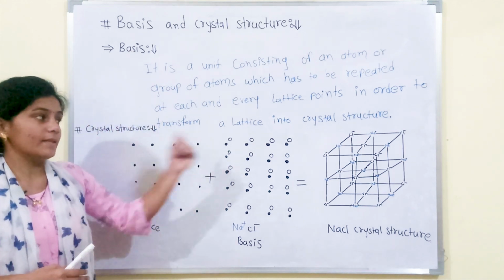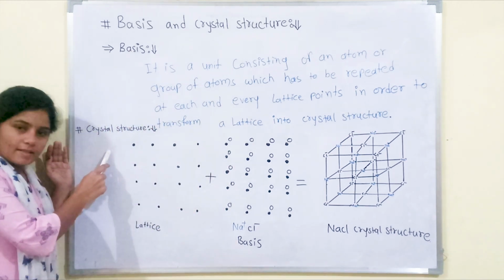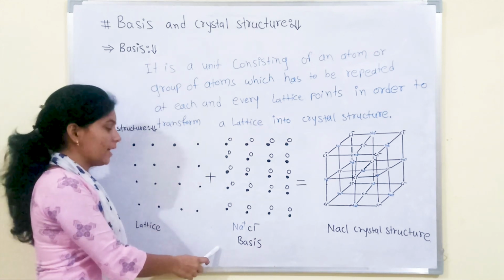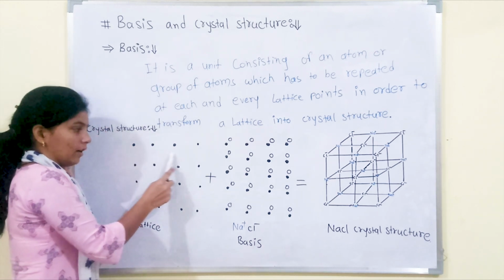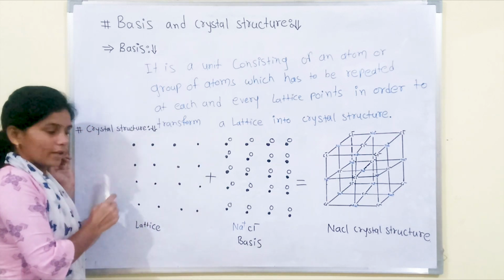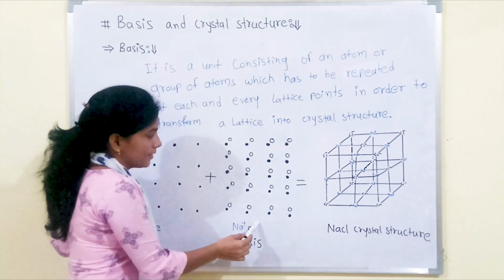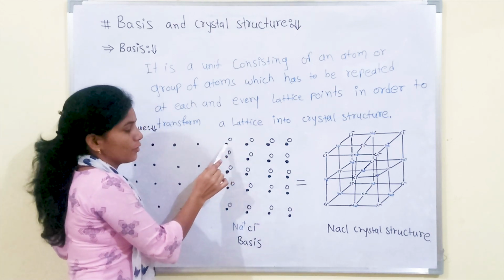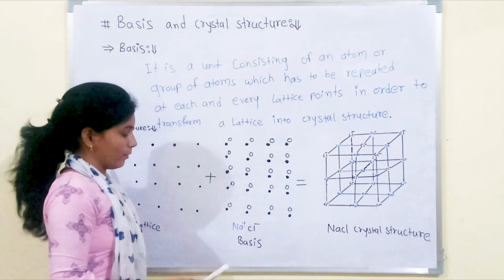Okay, then what is meant by crystal structure? Crystal structure is nothing but the addition of lattice and basis. Here we can see the set of lattice points, and this is the basis, because an atom is associated with each lattice point.